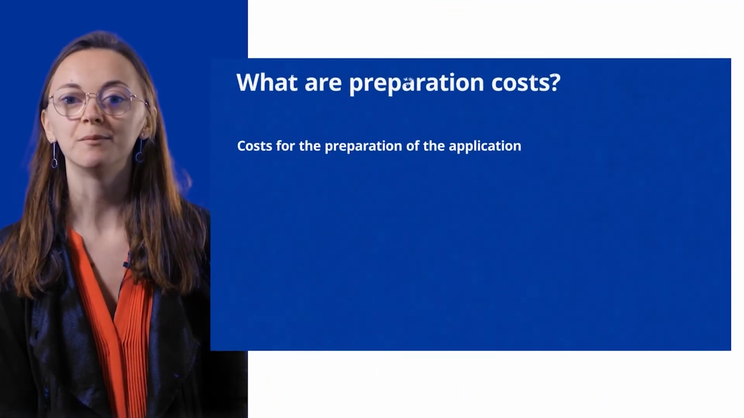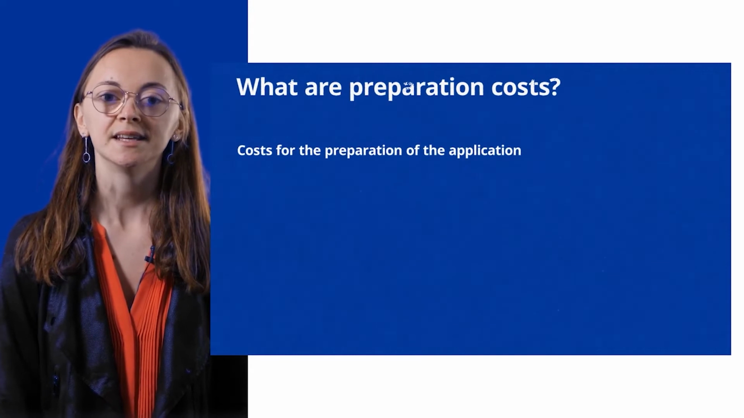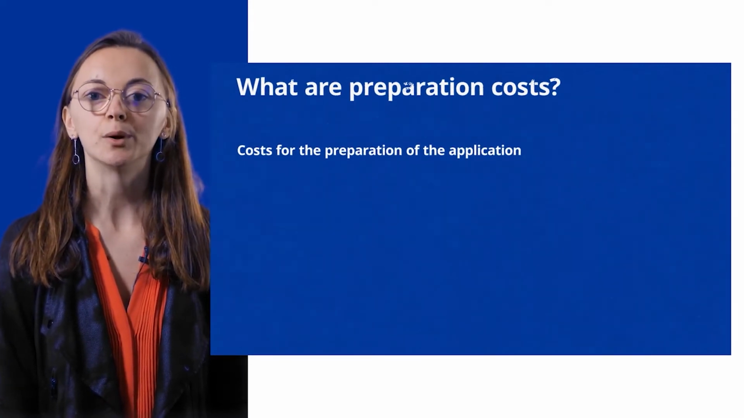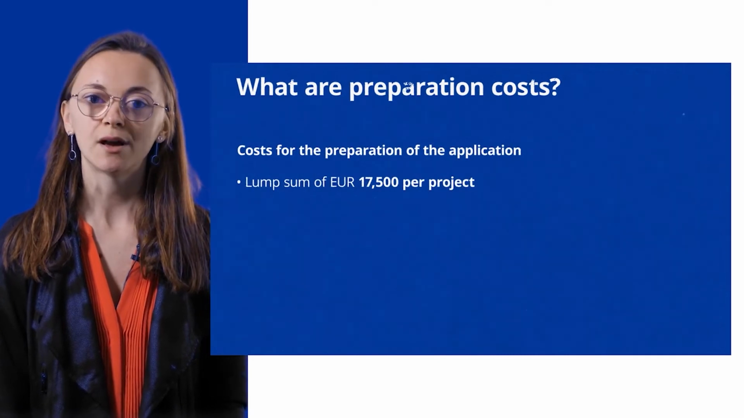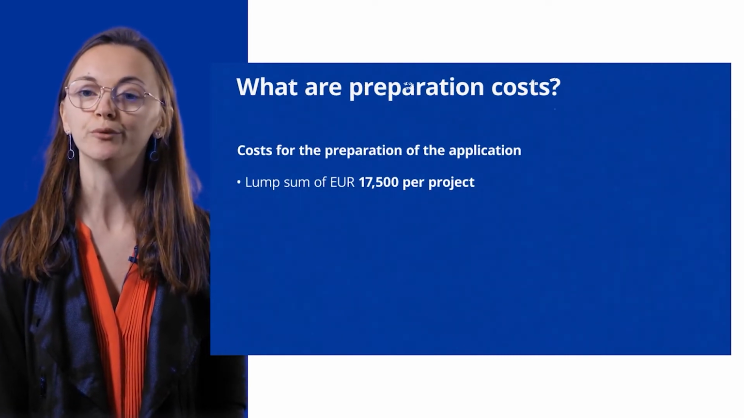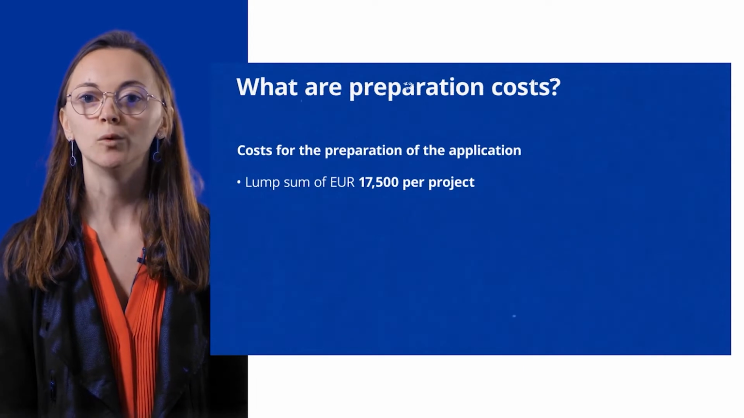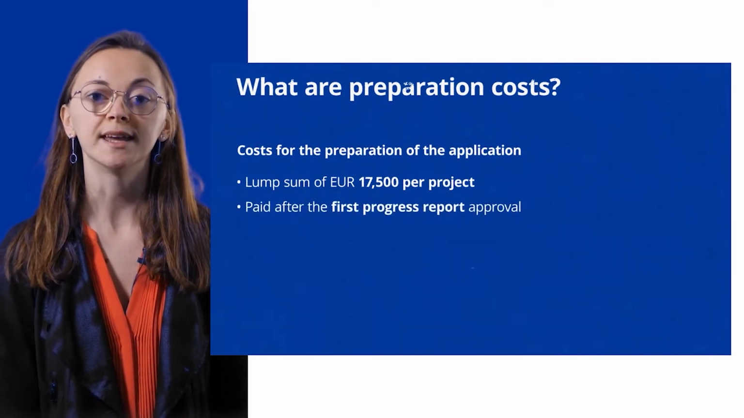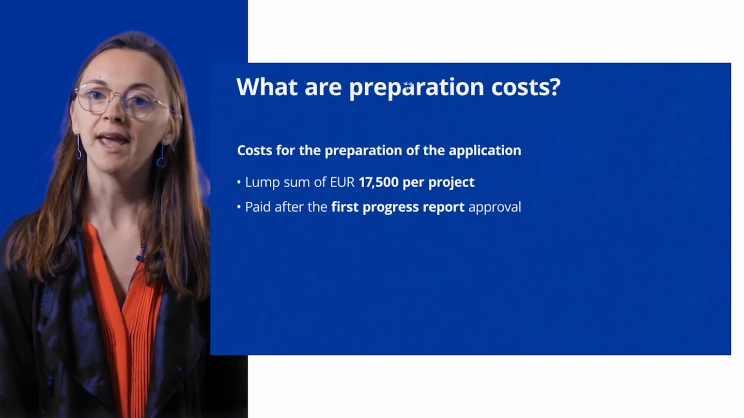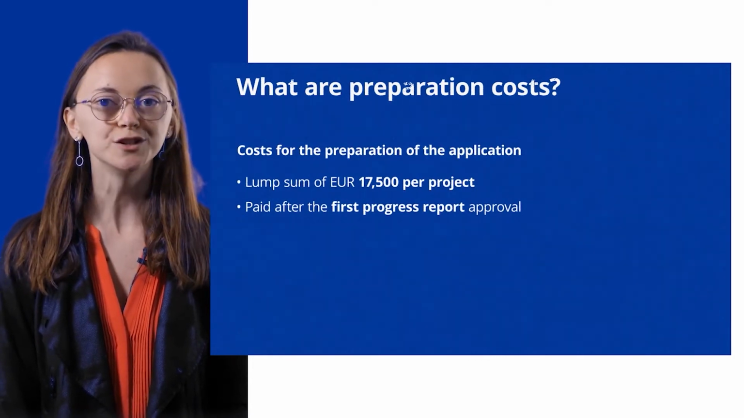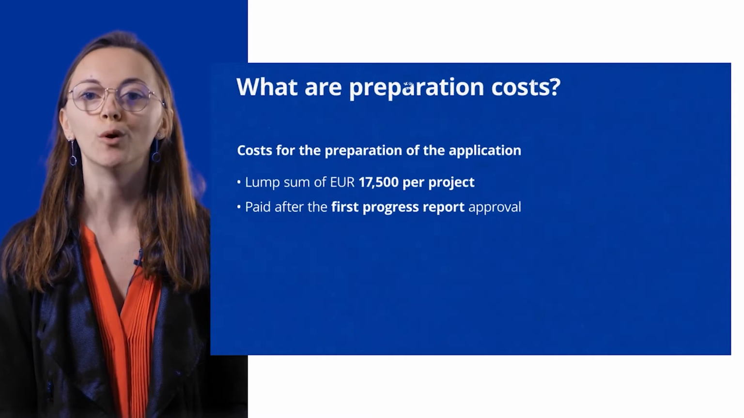Preparation costs are all the costs that you need to prepare your application form, and it will be directly included in the lead partner's budget. It is a lump sum of 17,500 euros per project. This means that it would be 14,000 euros in case the lead partner is from an EU member state, and then it will be 8,750 euros if the lead partner is from Norway.